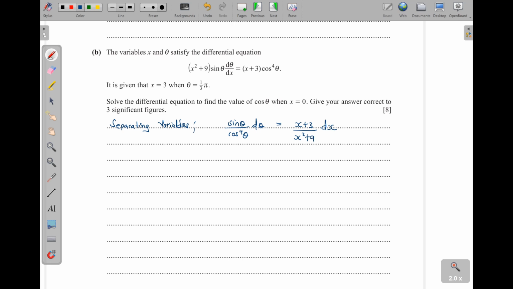Here we use cross multiplication. Just cross multiply and then you divide accordingly. Then from there we can now integrate. So integrating, what do we get?